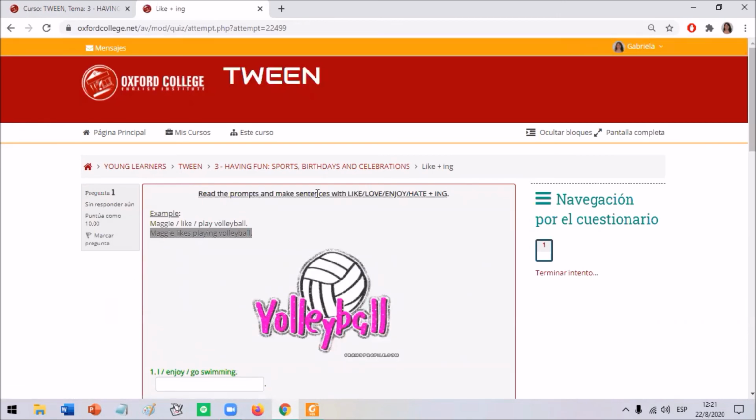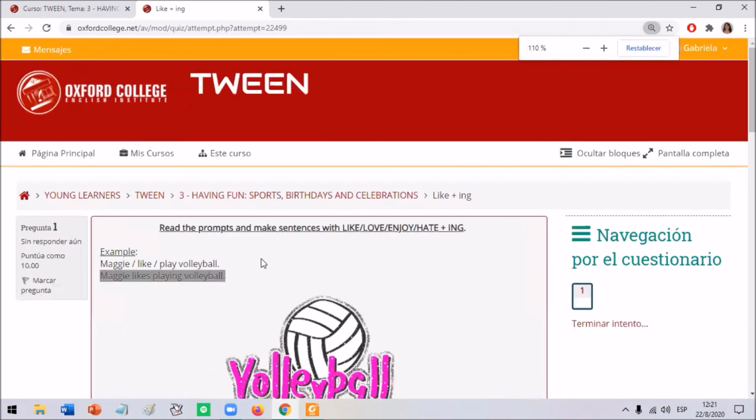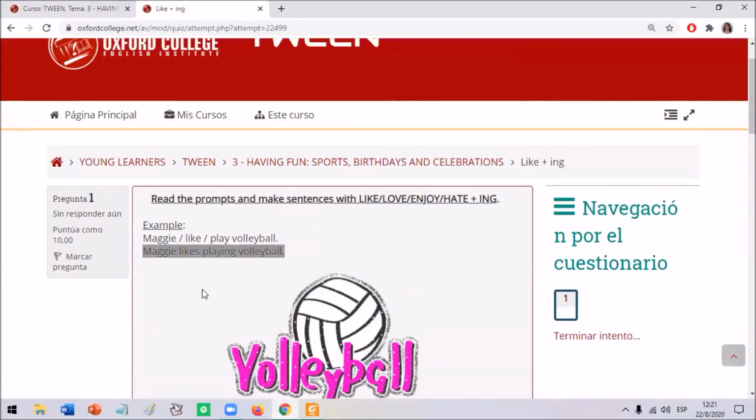So read the prompts and make sentences with like, love, enjoy or hate plus ING. Voy a usar las frases que me da, ¿sí? Para armar oraciones completas. Por ejemplo, si me dice Maggie like play volleyball. Hablo de Maggie, que es como decir she. Entonces, en vez de like, como me sugiere arriba, le voy a agregar la S, ¿sí? A las palabras que me da le tengo que hacer cambios, ¿sí? So, Maggie likes, y como está después de likes, vamos a decir playing volleyball, y no play, ¿sí? Entonces, a esa acción de play volleyball le tengo que agregar también ing. Agregué la S, agregué la ing.